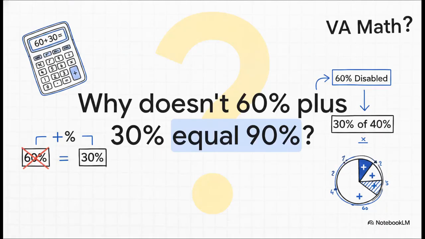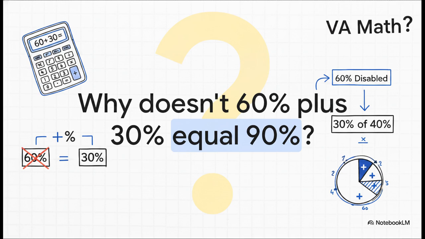I want to start off by asking the question that causes, honestly, just immense frustration when reviewing disability claims. It's a question that stops a lot of people dead in their tracks. Why doesn't a 60% rating plus a 30% rating just equal 90%, right? In everyday life, that arithmetic is as simple as it gets. But in the world of disability ratings, basic addition literally goes right out the window.